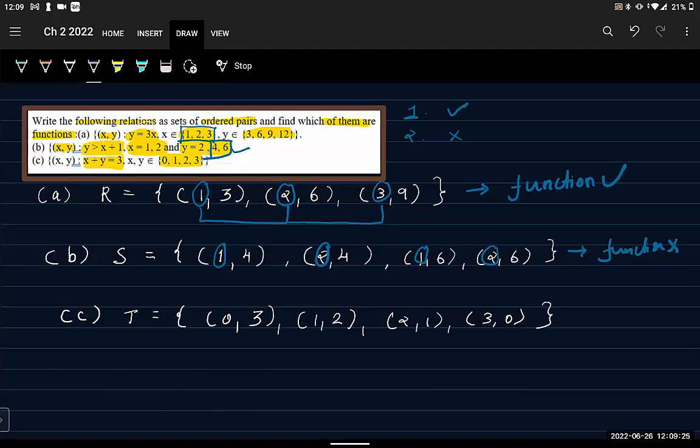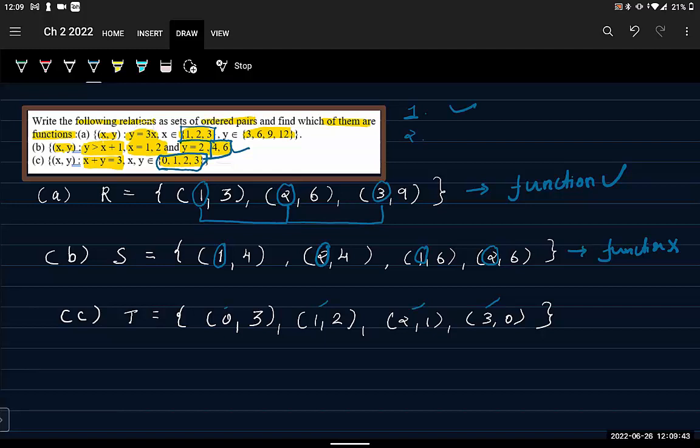Now we'll check the conditions for this relation to be a function. The first condition says the domain must be utilized. Domain here is 0, 1, 2, 3. As you can see, 0, 1, 2, and 3, all the values of the domain are utilized. So it satisfies our first condition.